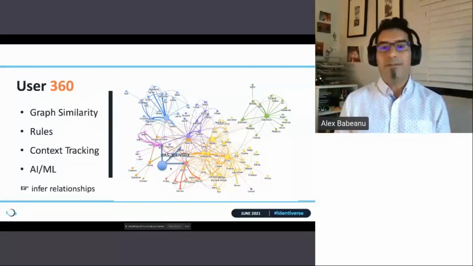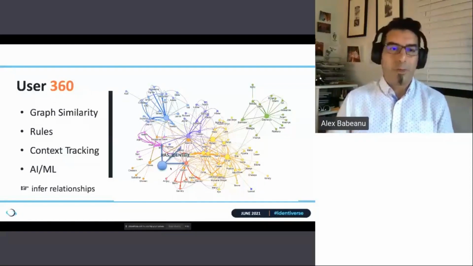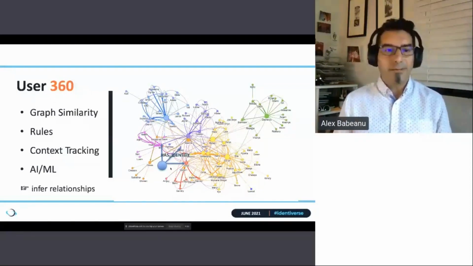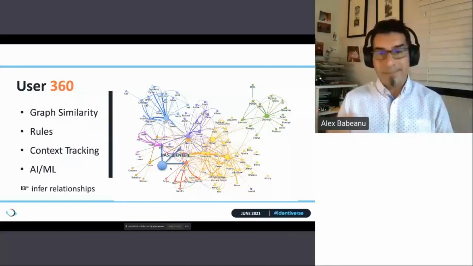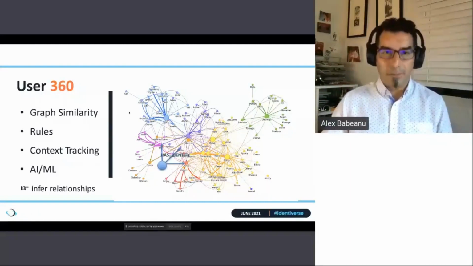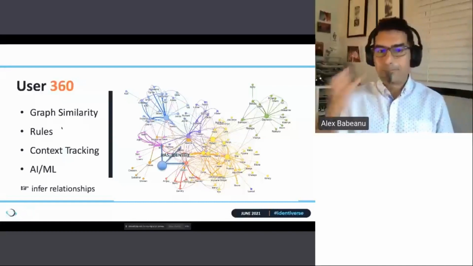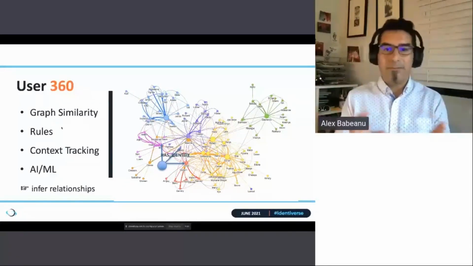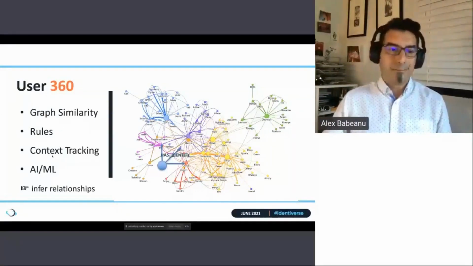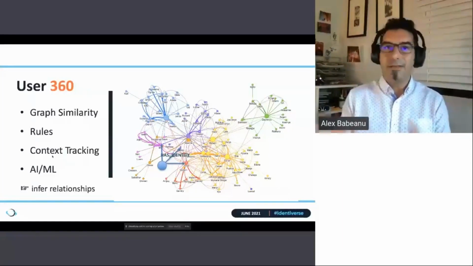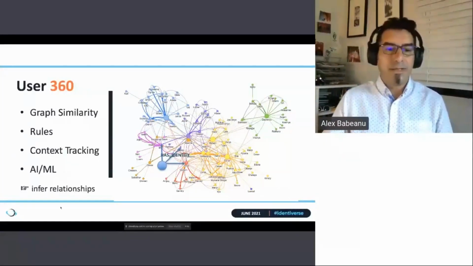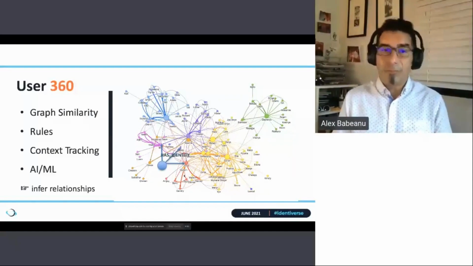Now, if you don't have this attribute, which is usually when the problems arise, well, graphs provide all kinds of embedded algorithms that mathematically can help you find the matches. For example, graph similarity algorithms can help you find similar groups of nodes. Then you can apply some rules. You can track the context of your users and see if their behaviors are similar. You can use some AI and machine learning techniques in order to infer relationships. All of these are much, much easier to do in a graph because, again, a lot of graph databases are actually embedding those algorithms out of the box.